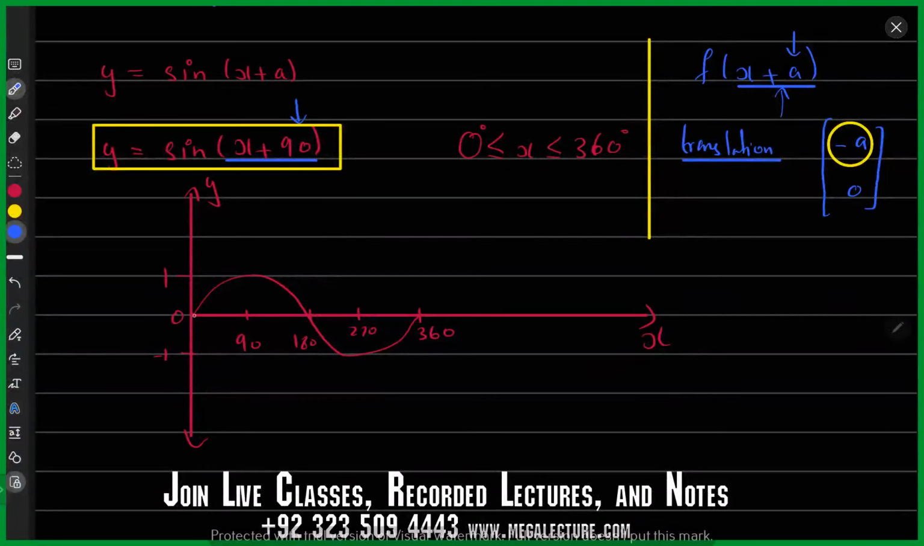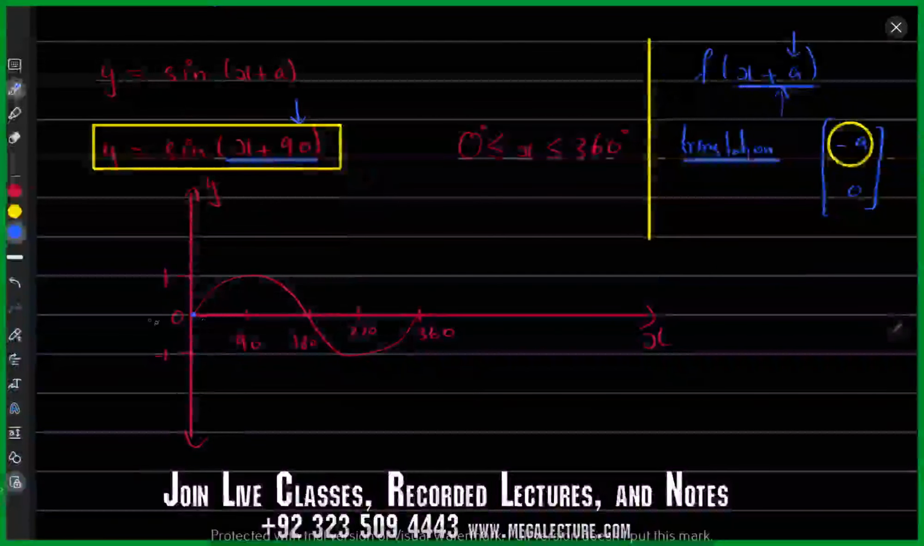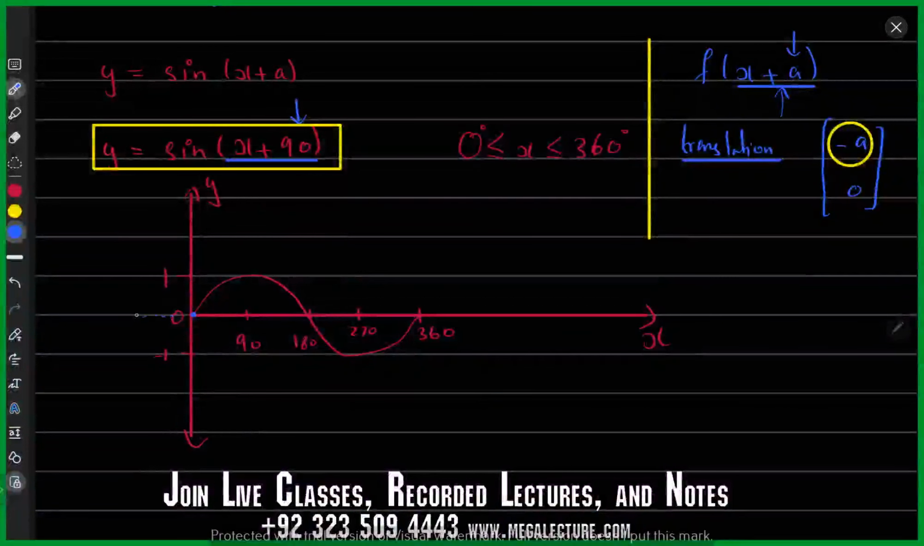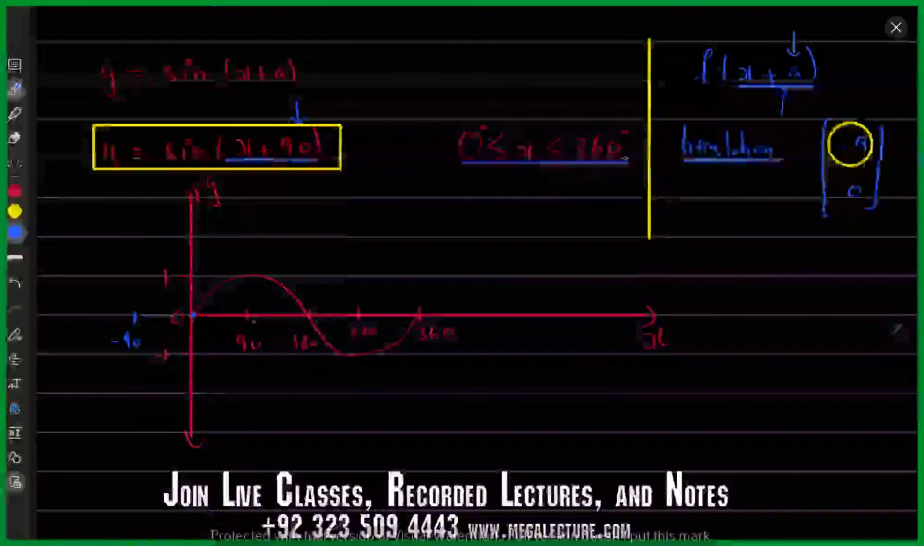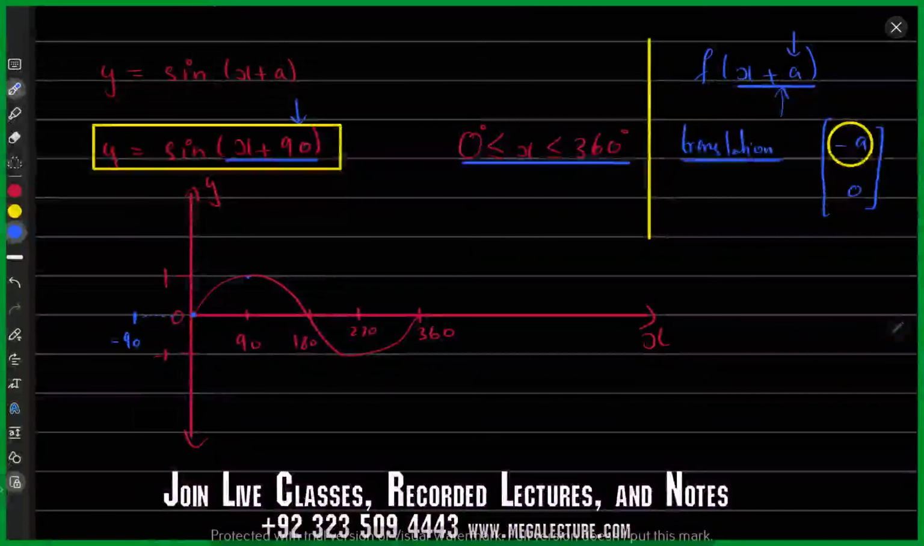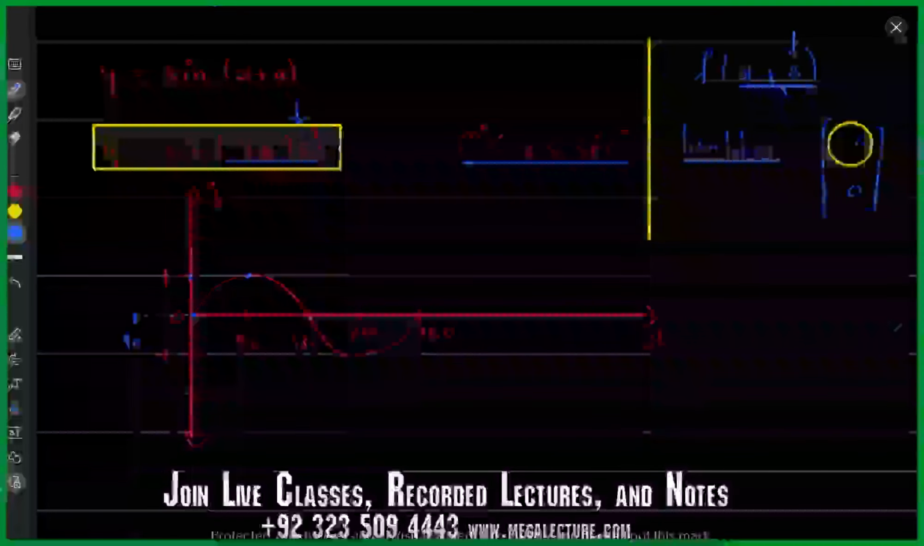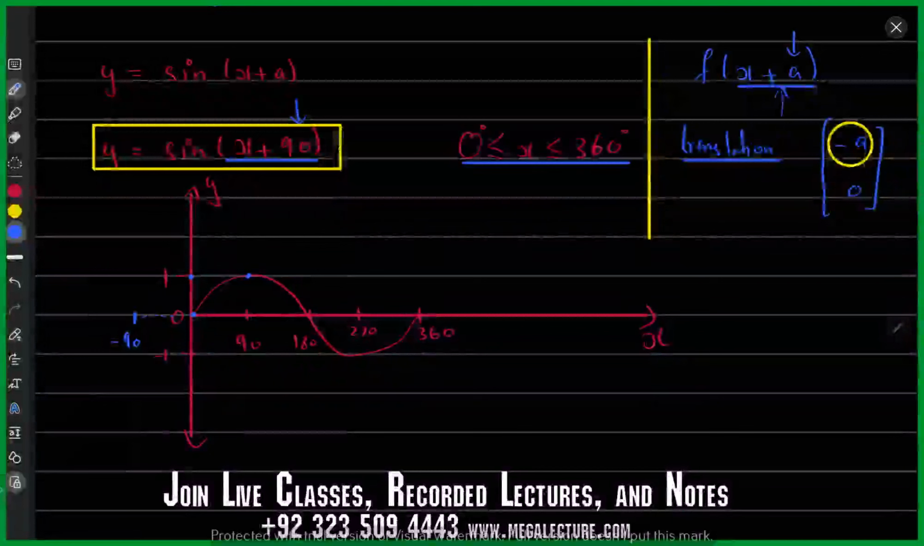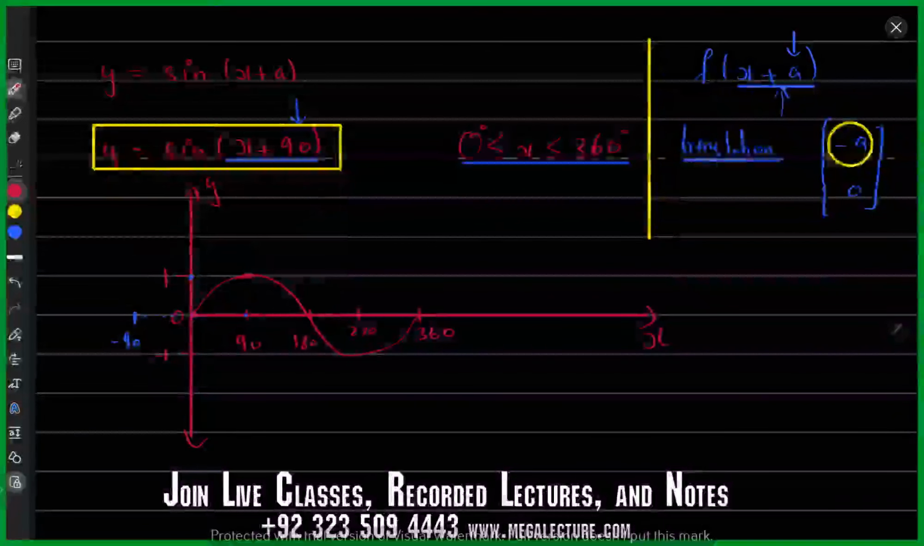If I talk about this point, this would come somewhere here at minus 90, but I'm not interested in this because my graph has to be between 0 and 360. Let's talk about this point. This point is at 90 degrees. This would move over here. This 180 would move to this point. Let me erase the other dots because this would become confusing. I'm just making the blue dots now.